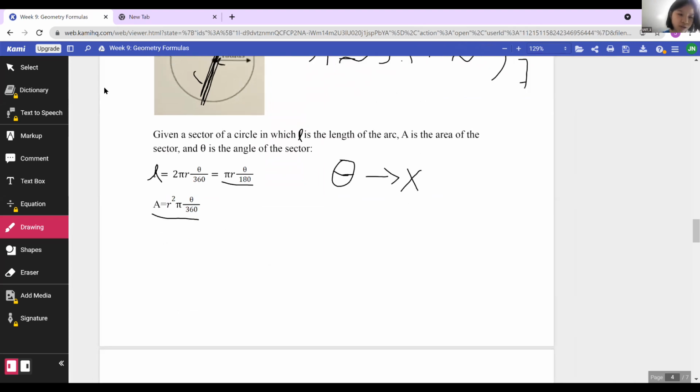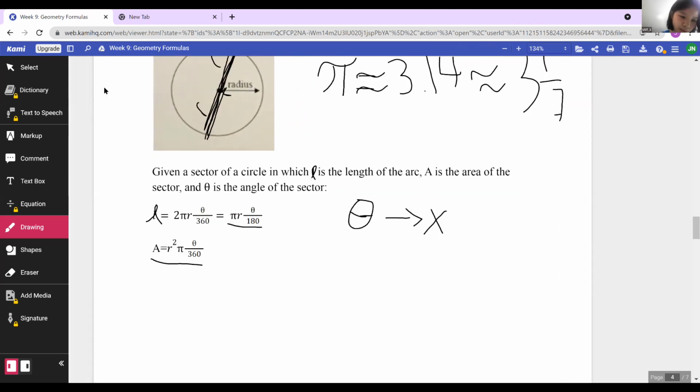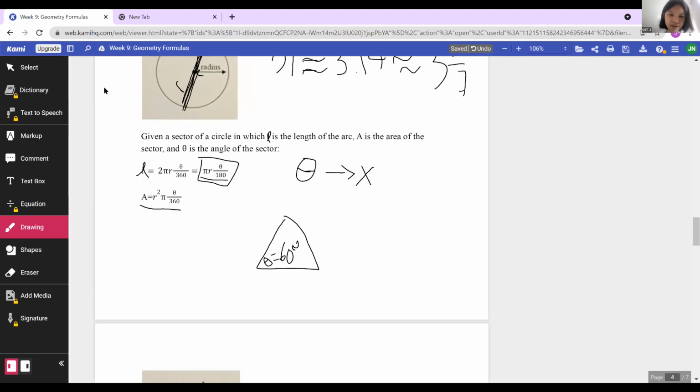Well, if you don't know what the variable is, for the sector, you only could solve it if you know the angle. For example, if it's 60 degrees, then you plug it in. But if you don't know what theta is, then you could only write it in this expression with theta denoting the unknown value. So these equations are only used when you know what theta is for now.